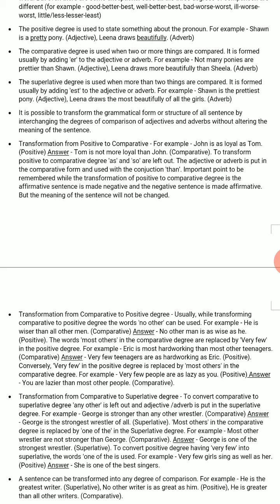An important point to be remembered while transforming positive to comparative degree is that the affirmative sentence is made negative and the negative sentence is made affirmative. That's what we discussed above. If the positive degree is in an affirmative sentence, then the comparative degree will be negative. And it's vice versa. If the positive degree is negative, then you will transform your comparative degree into an affirmative sentence. But the meaning of the sentence will not change.